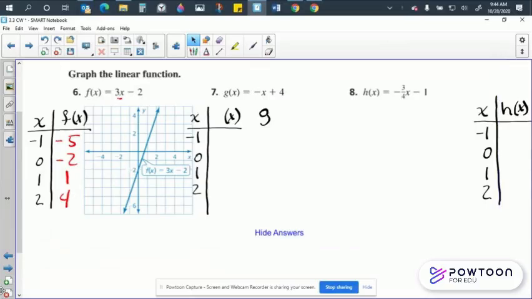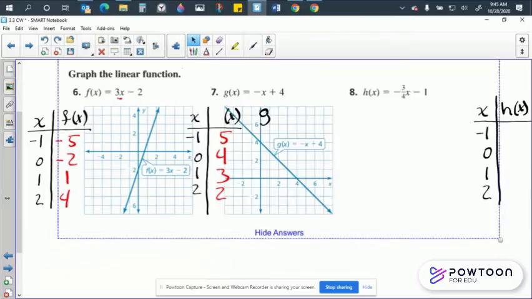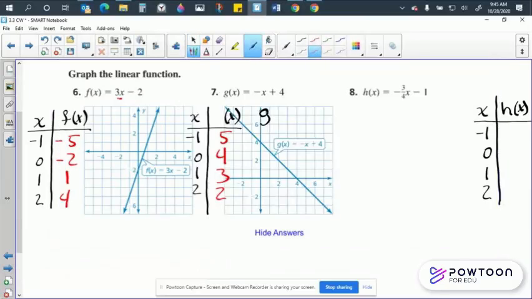Now you finish filling out the chart for number 7. And we should have 5, 4, 3, 2. There's our graph. And fill in the chart for number 8.